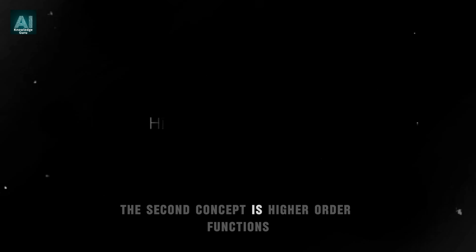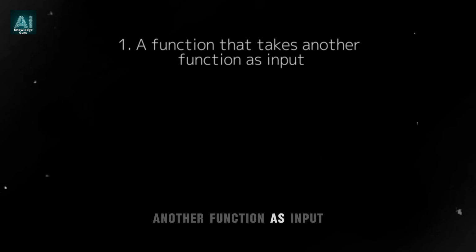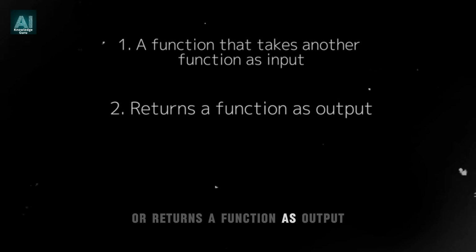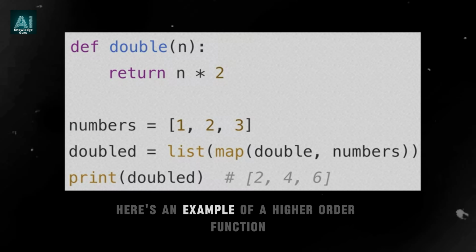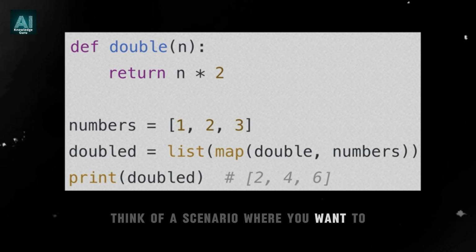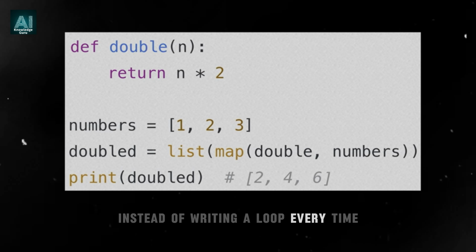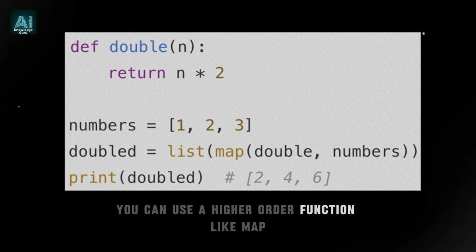The second concept is higher order functions. A higher order function is a function that takes another function as input, or returns a function as output, or does both. Here's an example of a higher order function taking a function as input. Think of a scenario where you want to apply some operation to every number in a list. Instead of writing a loop every time, you can use a higher order function like map.